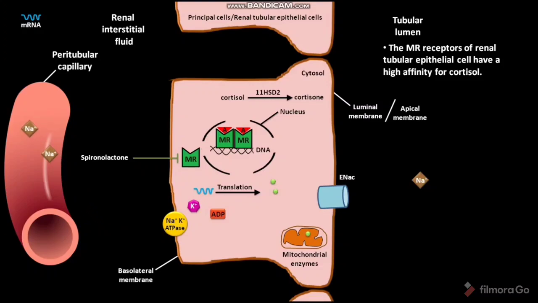A drug called amiloride blocks ENaC. As a result, the Na+ ion cannot diffuse through ENaC.